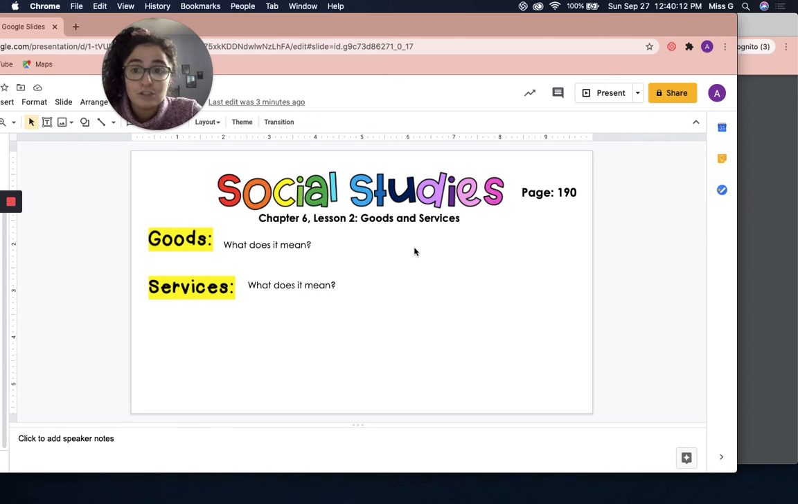We are going to learn 2 vocabulary words before we start reading. Let's spell the first vocabulary word together. G-O-O-D-S. Do you know what this word says? This word says goods. Can you say that with me? Goods. Have you ever heard of this word before?